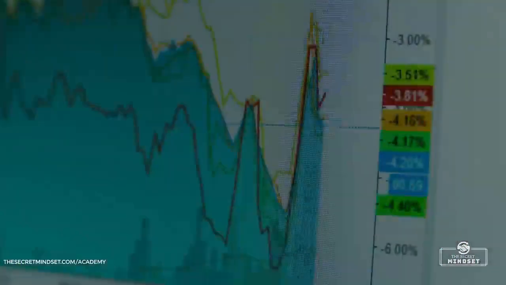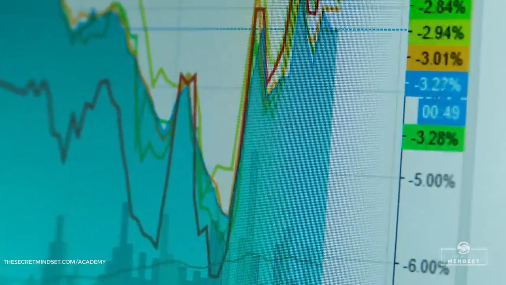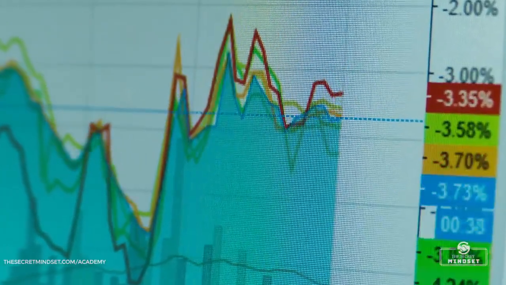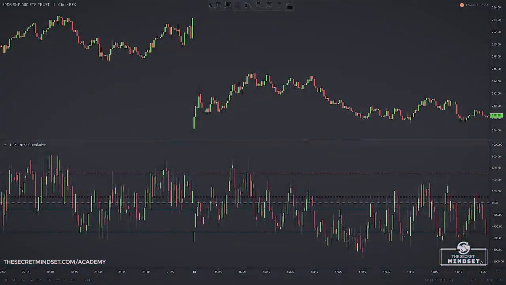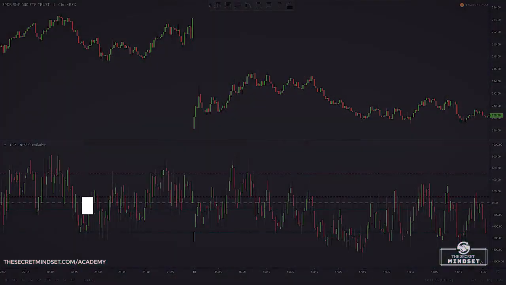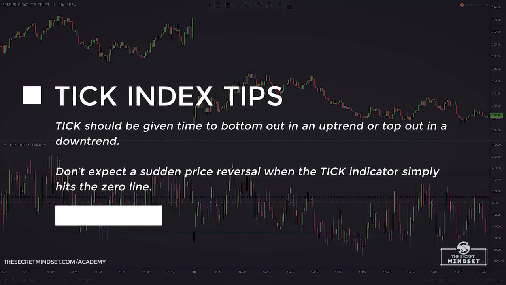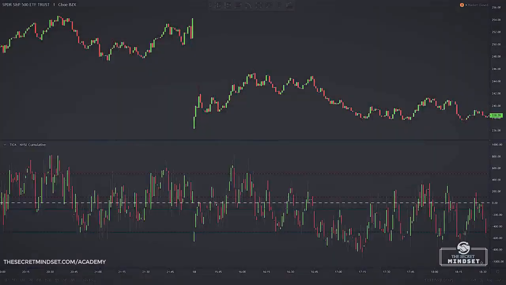The tick index offers traders the advantage of observing market sentiment for a short period of time. This gives a small window of opportunity to trade. It also gives an opportunity to not take a trade. Patience is required when trading this setup. The tick index should be given time to bottom out in an uptrend or top out in a downtrend. Also, don't expect a sudden price reversal when the tick indicator simply hits the zero line.